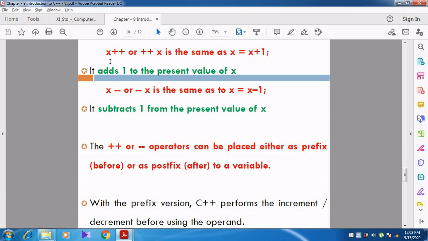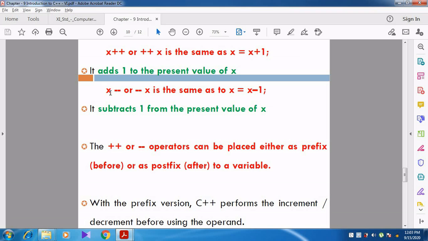Now let us see here, x plus plus or plus plus x is the same as x equal to x plus 1. What is meant by x plus plus? We are going to add plus 1. If it is x plus plus or plus plus x, both of them mean the same. What is the meaning? x equal to x plus 1. So add 1 to the present value of x.